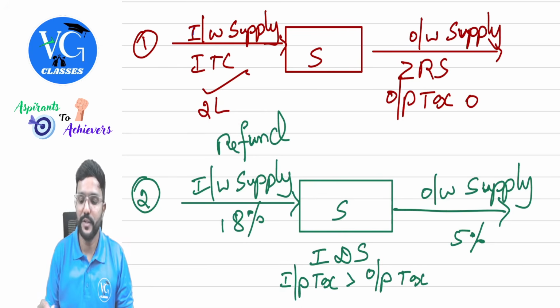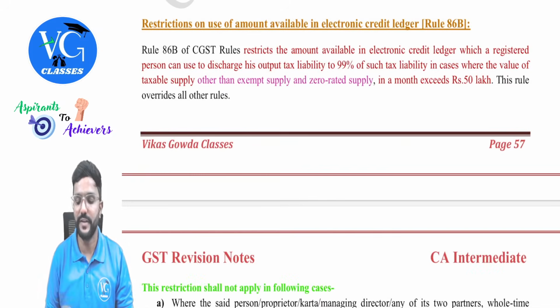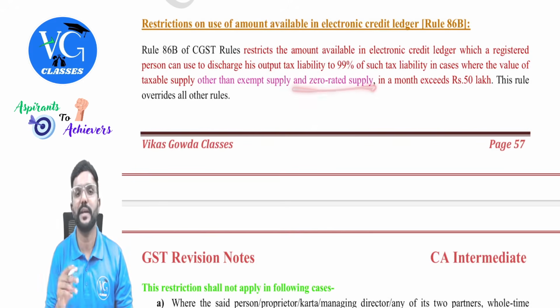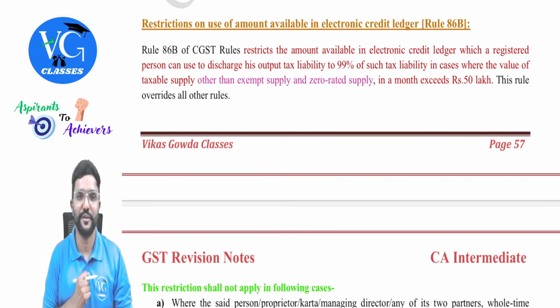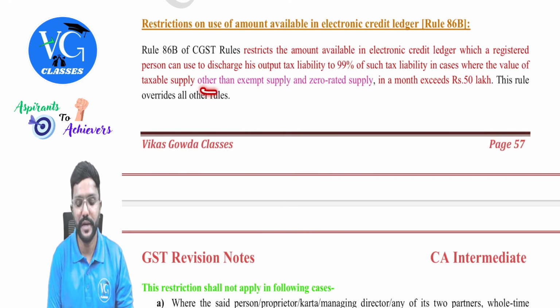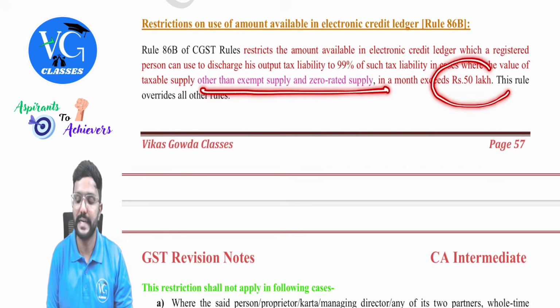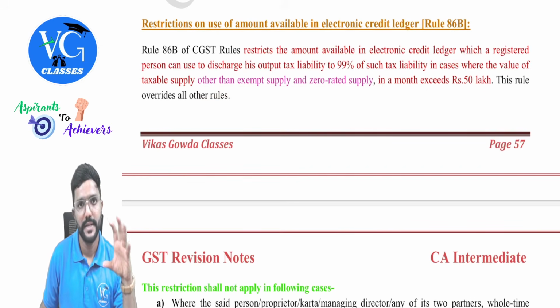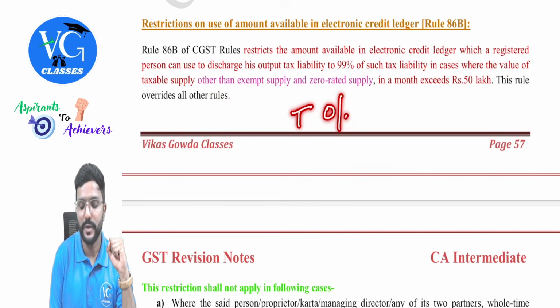Yes, sir. So even though zero rated supply is a taxable supply, from calculating that 50 lakh, they're excluding zero rated supply because anyway, even if you don't use the credit, we need to give a refund of it. So that is why they have excluded both exempt supply as well as zero rated supply while calculating this 50 lakhs. Is that clear? For example, assume my taxable outward supply is totally 80 lakh.